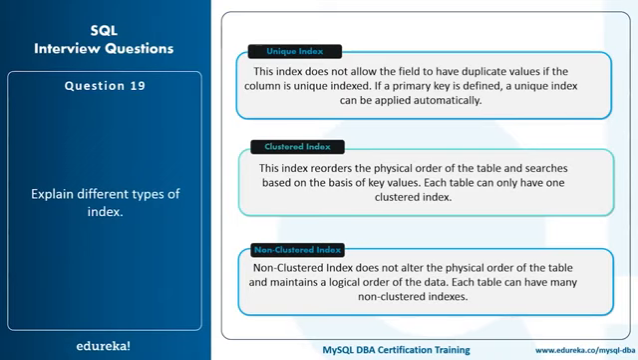Coming to the third type of index, that is the non-clustered index. The non-clustered index does not alter the physical order of the table and maintains a logical order of the data. So each table can have many non-clustered indexes, right? So basically, guys, there are three types of indexes that you need to explain: the unique, the clustered, and the non-clustered index.